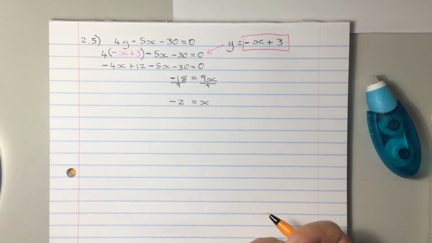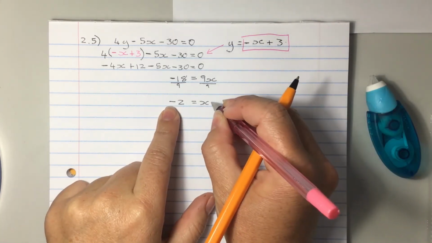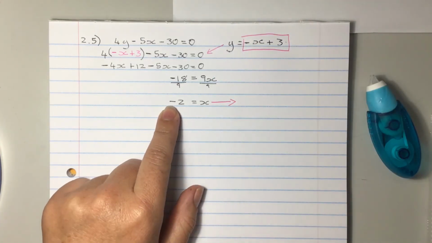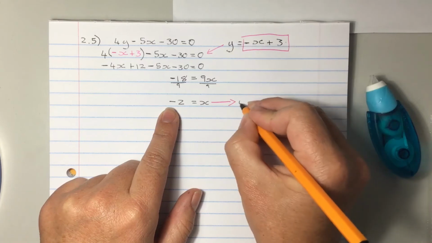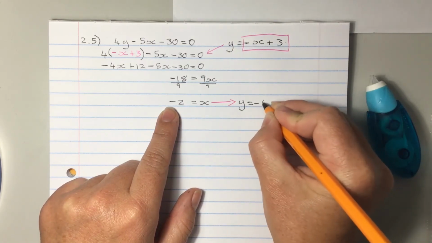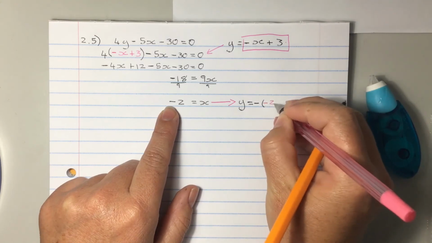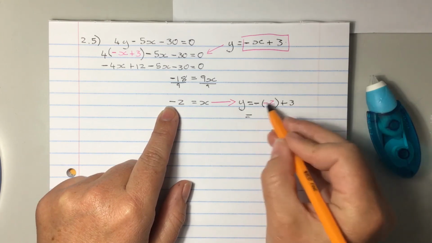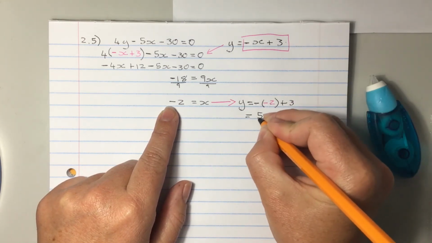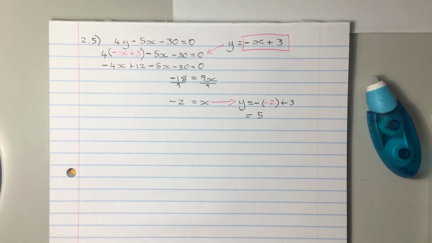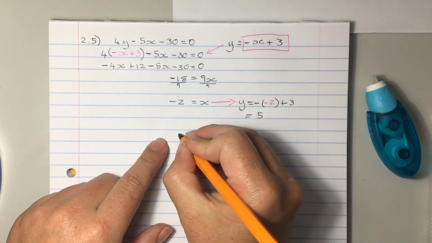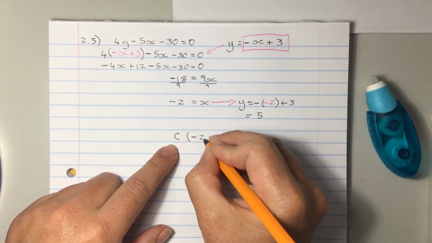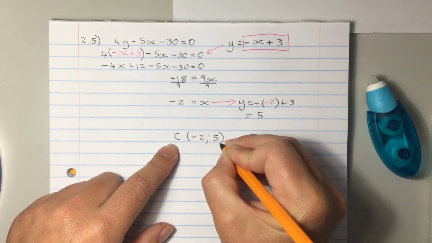But we need the coordinates of C. So I'm going to take that x value and substitute it back into this equation, since it's simpler and it's already got y is equal to. So instead of x, I'm going to put -2 and plus 3. So that's going to be positive 2 plus 3, which gives me 5. And because they've asked us to calculate the coordinates of C, I would go one step further and say C is, my x value is -2 and my y value is 5.